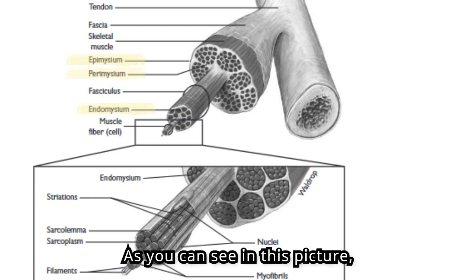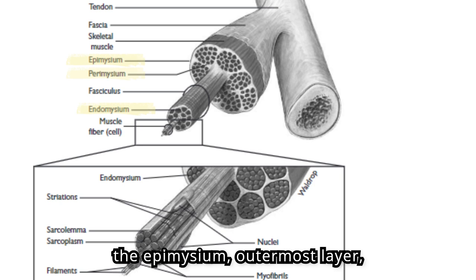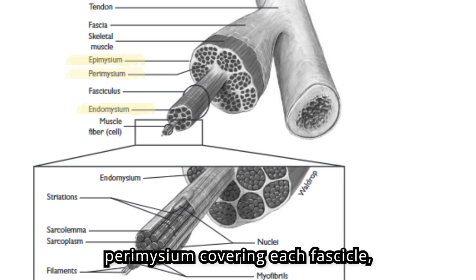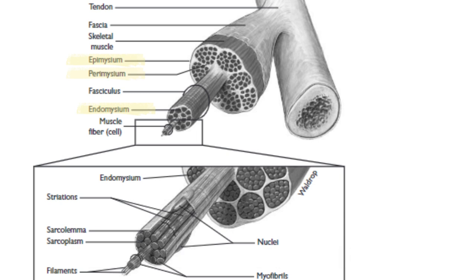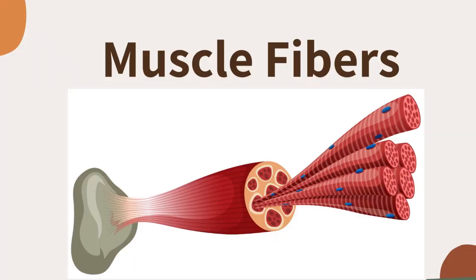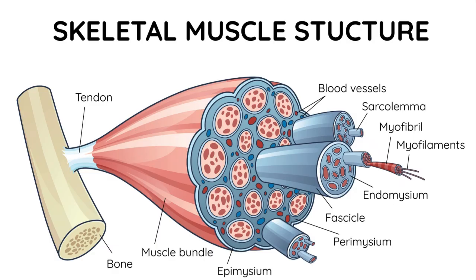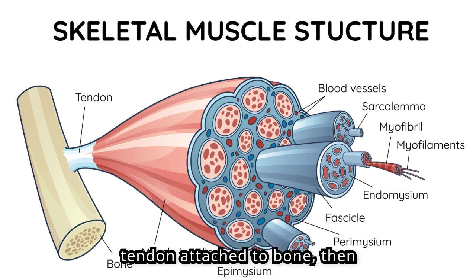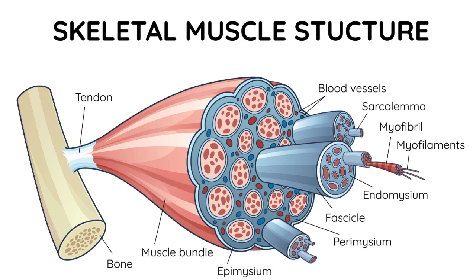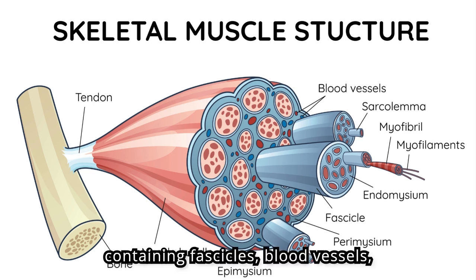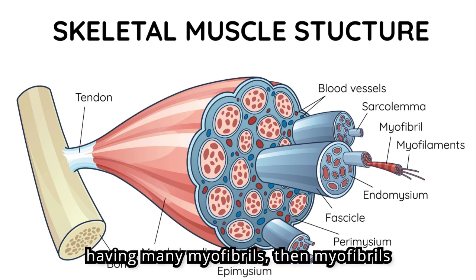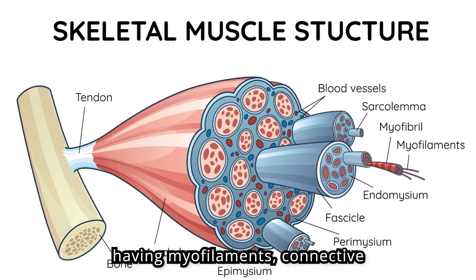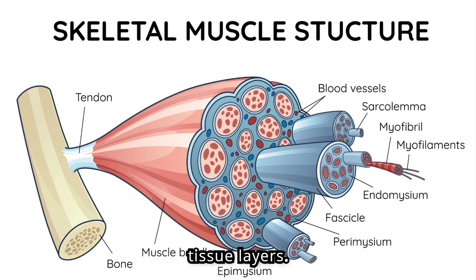As you can see in this picture, the epimysium is the outermost layer, perimysium covers each fascicle, and endomysium covers the muscle fiber. Let's see muscle fibers. This is the skeletal muscle structure, tendon attached to bone, then a cross-section overview of muscle containing fascicles and blood vessels. A fascicle is shown in this picture having many myofibrils, then myofibrils having myofilaments, and connective tissue layers.